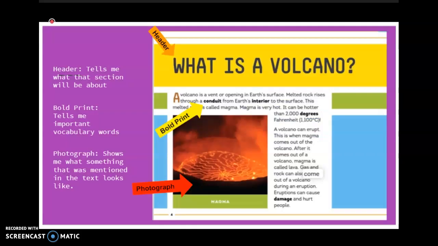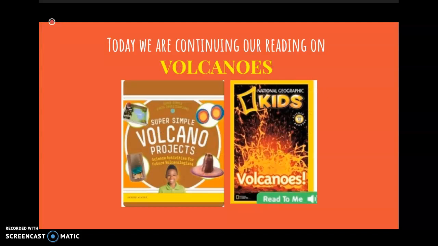So remember, we're going to look at those again today. My headers tell me what that section is going to be about. The bold print tells me that they are important words. So they might be new vocabulary words that I'm reading for the first time about the topic. And photographs or a picture shows me as a reader what something looks like so I can better understand what the text is trying to tell me. And good job, Wilton. I did see yours come through also.